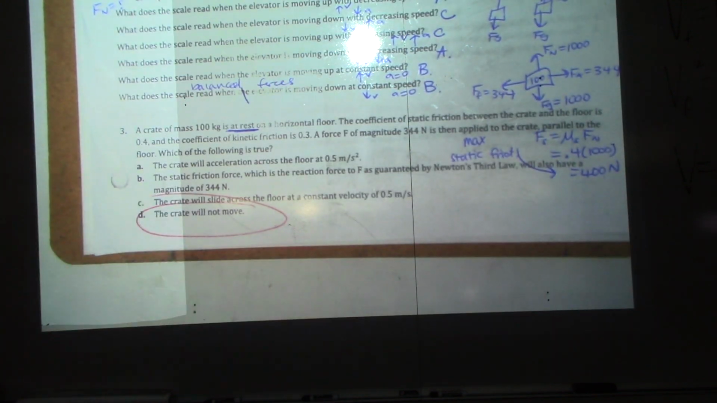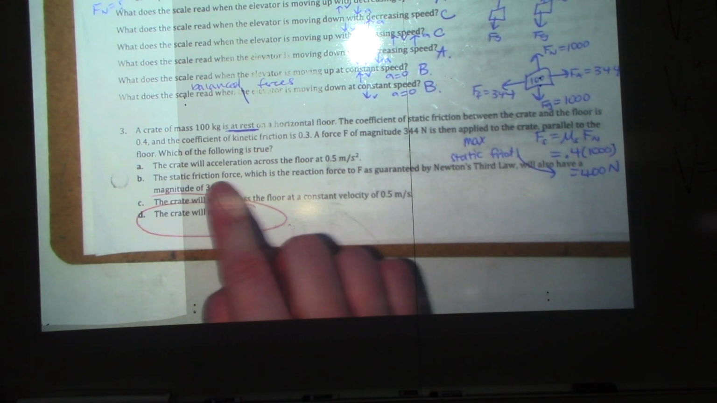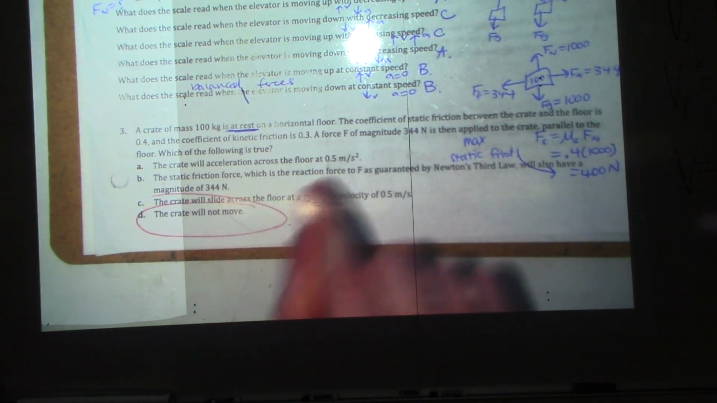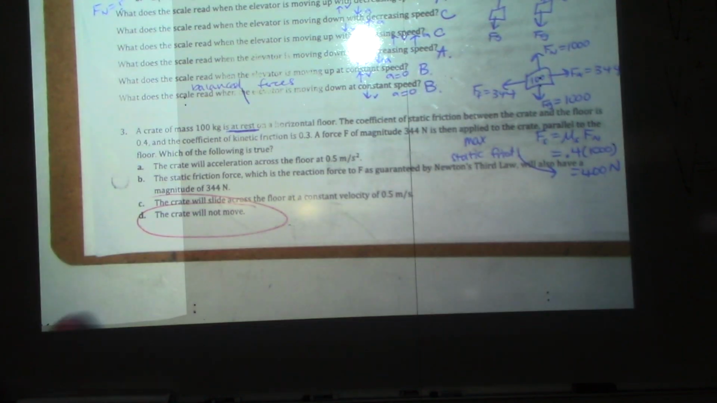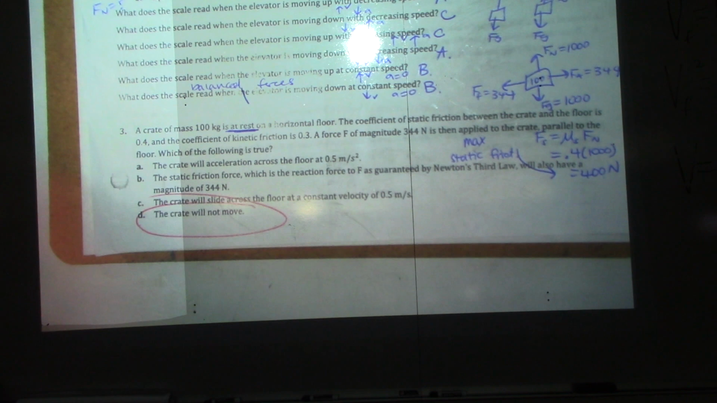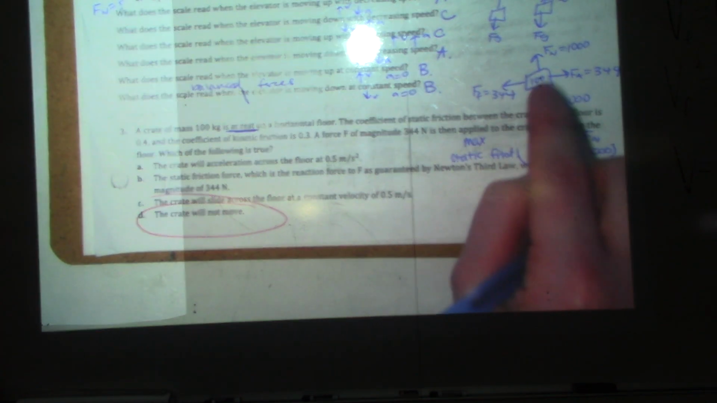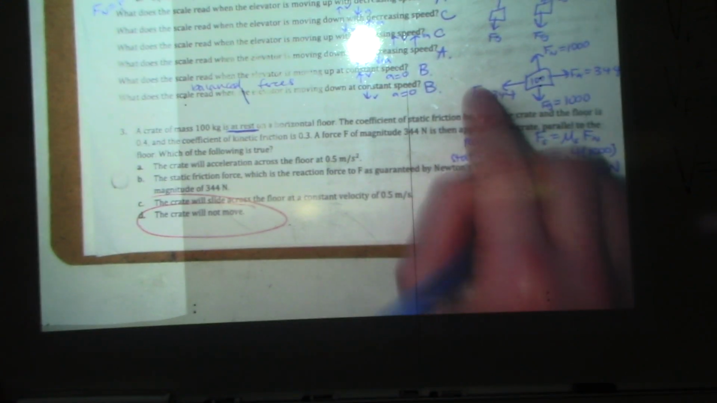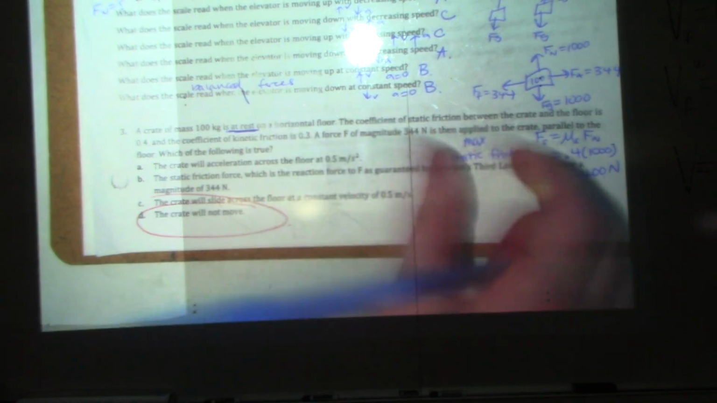But the reason B is wrong is this is saying that the static friction force would have a magnitude of 344. Yes, that is true. But they're saying it's guaranteed as a reaction force by Newton's third law. That's not what Newton's third law is saying. Newton's third law is saying if I have an applied force of, whatever it is, my hand on this box of 343, that means that the box pushes back on my hand at 343. Not that the friction force has to equal the applied force. That is not the same pair of objects, so it's not necessarily the same force.